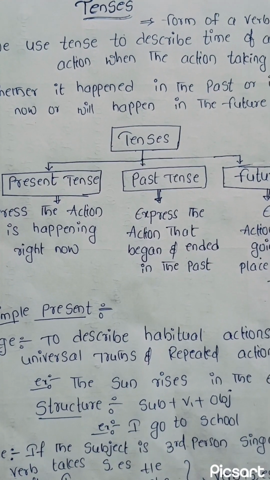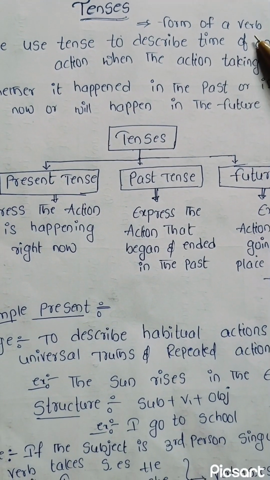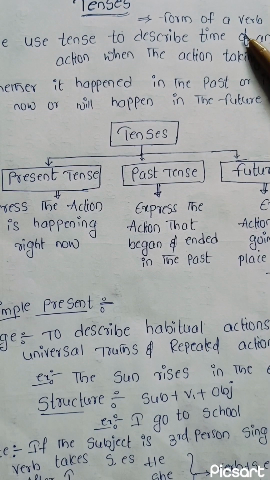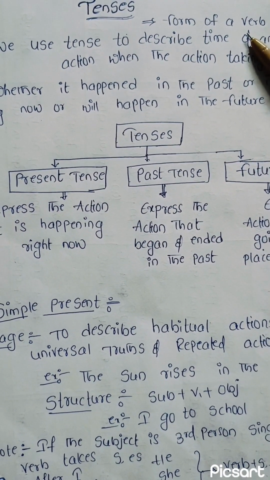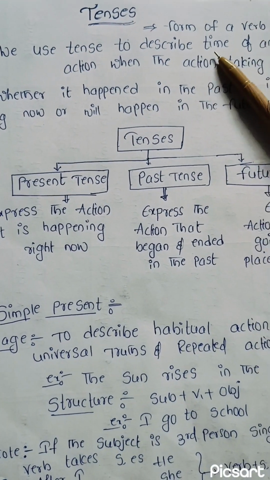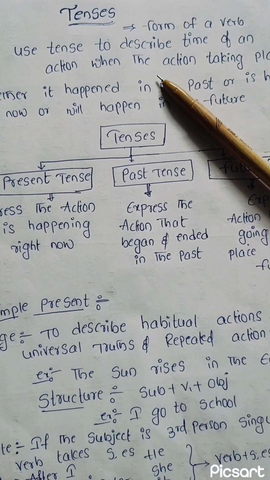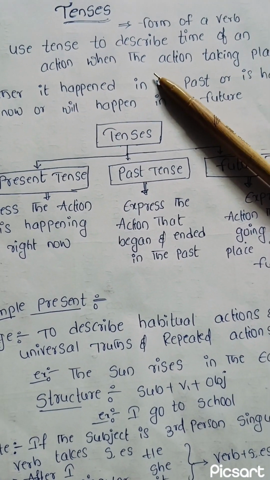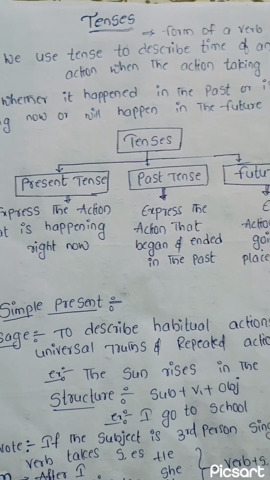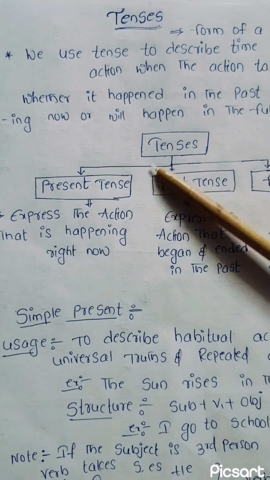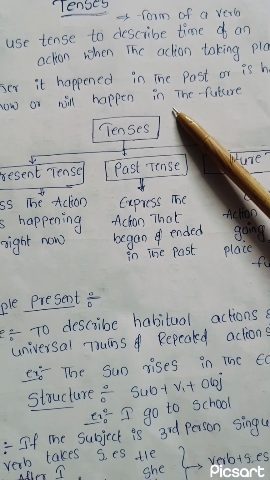What is tense? Tense is a form of verb. What is a verb? It expresses an action that is done by a noun. We use tense to describe the time of an action, when the action is taking place, whether it happened in the past, is happening right now, or is going to happen in the future.